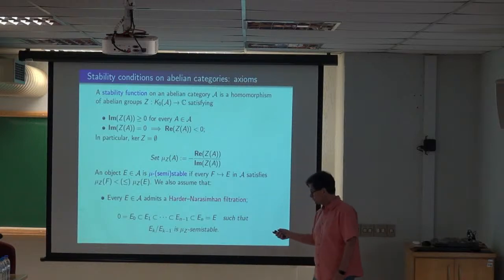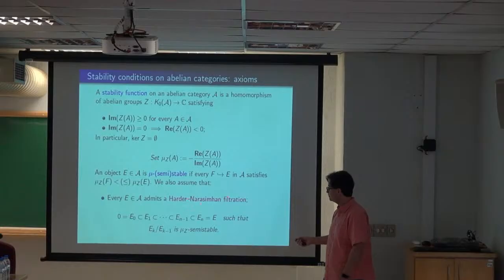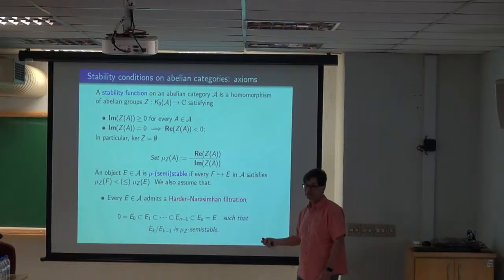So we also assume that any object admits what's called a Harder-Narasimhan filtration. So any object has a filtration by sub-objects such that all the quotients are semi-stable with respect to this slope. What that means is that any object in the abelian category can be built up from the semi-stable objects by successive extensions inside the abelian category.